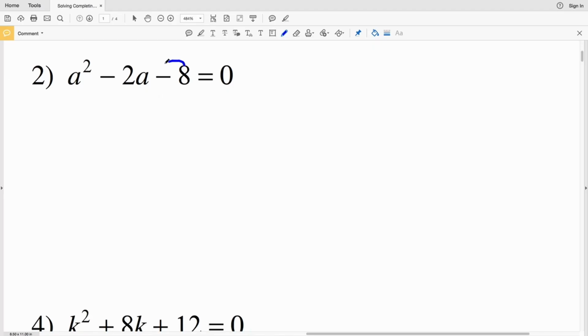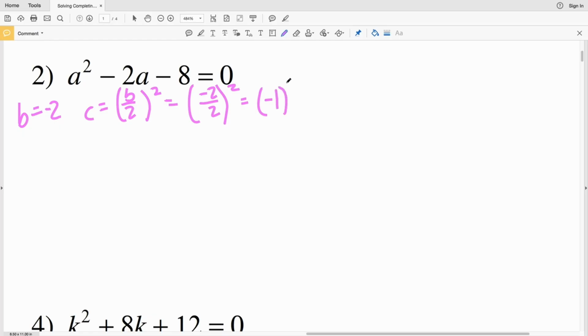In number 2, as opposed to adding 8 to both sides at the start, I'm going to focus on my c value. So I want c to equal b over 2 squared. And in this case, my b value is equal to a negative 2. So now I'm going to have negative 2 over 2 squared. Negative 2 over 2 is a negative 1, and when I square that, I get positive 1. So I'm going to add this positive 1 and subtract that positive 1 in my equation in number 2 so I don't change the value.